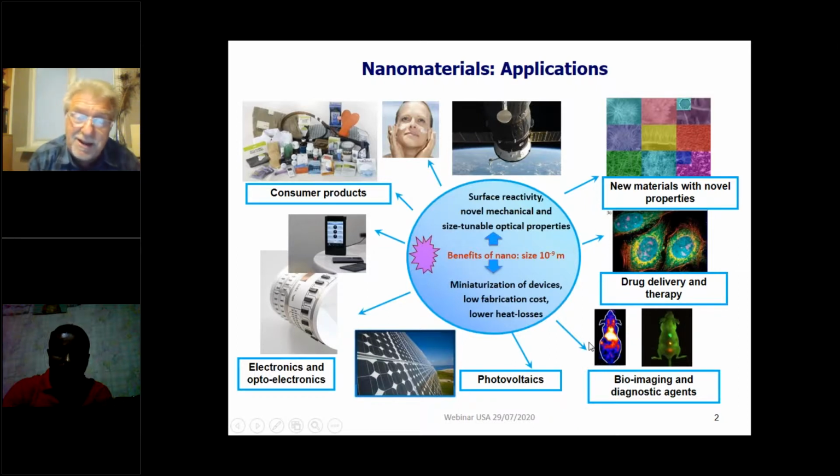It's understandable that nanomaterials play a significant role in our life. And I should say that these are maybe only the first steps to use nanomaterials in real practice. But I guess the audience knows that nanomaterials may be used in various applications like electronics, optoelectronics, biomedicine, consumer products, and so on and so forth.